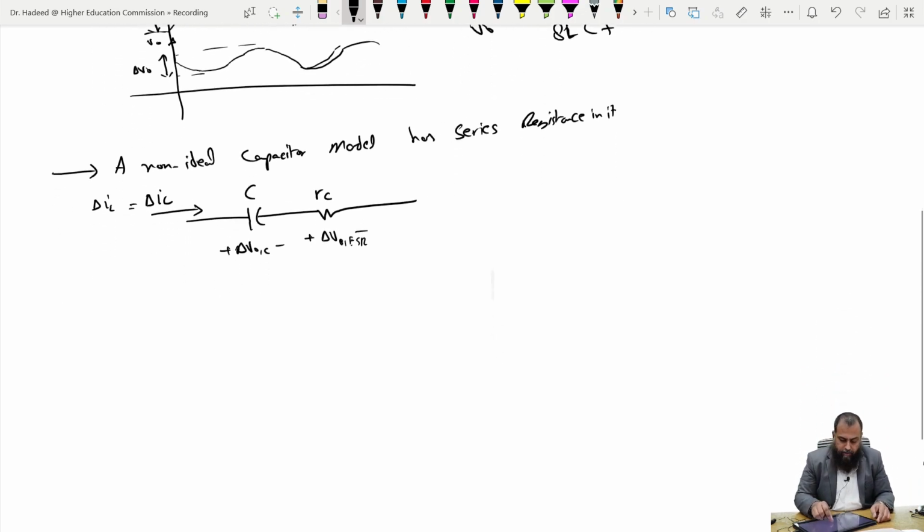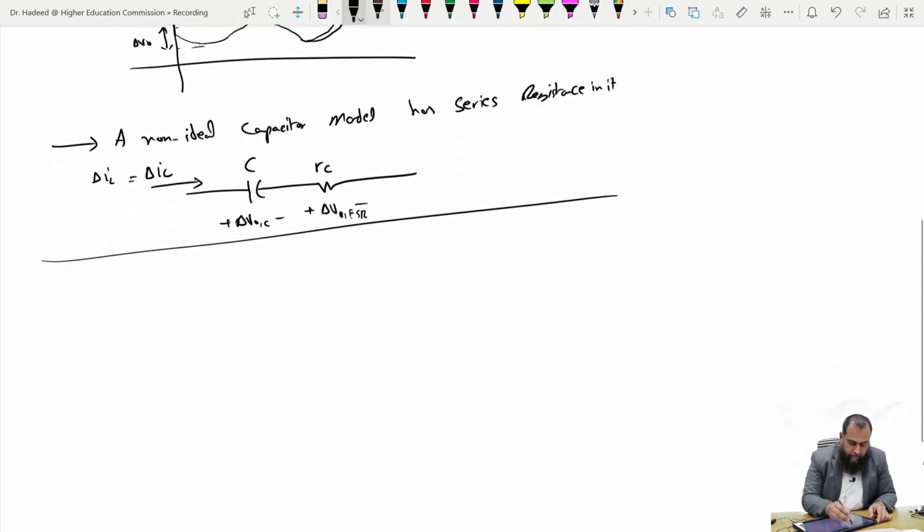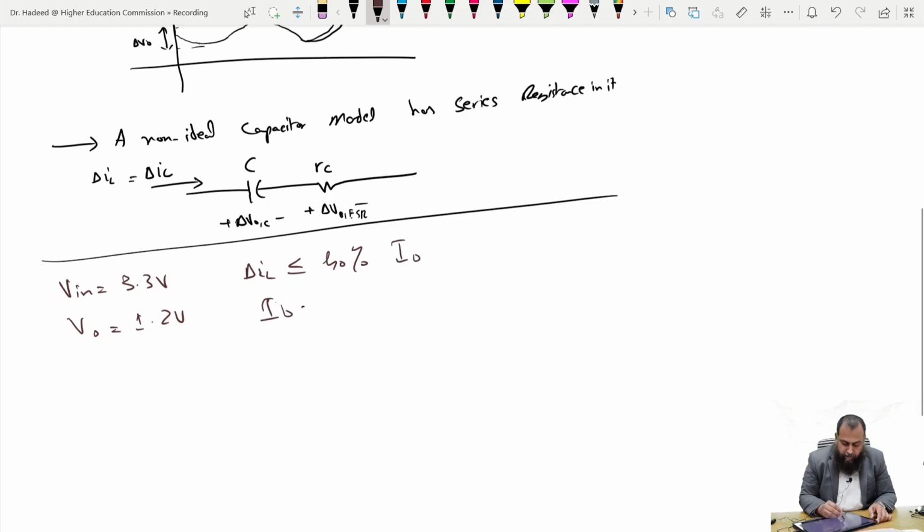So, for this example, let us assume that we have an input voltage equal to 3.3 volt and an output voltage equal to 1.2 volt. We assume that the inductor is in CCM mode and that the delta IL is less than or equal to 40% of the I naught, and this I naught is set to be equal to 4 ampere. We also assume that when we are designing this converter, we want to ensure that this delta V naught is less than or equal to the 2% value.